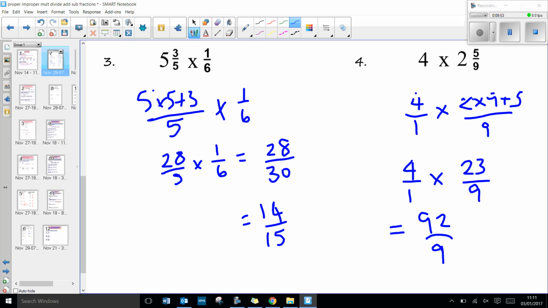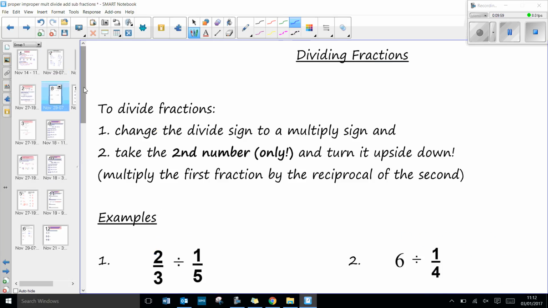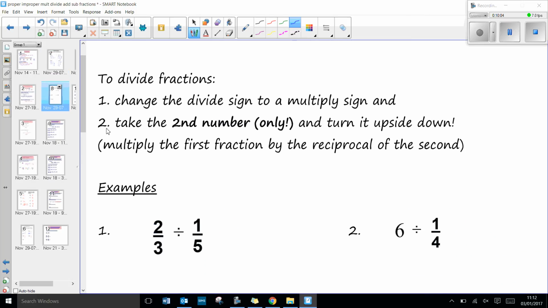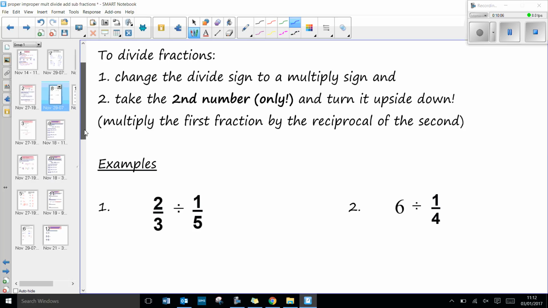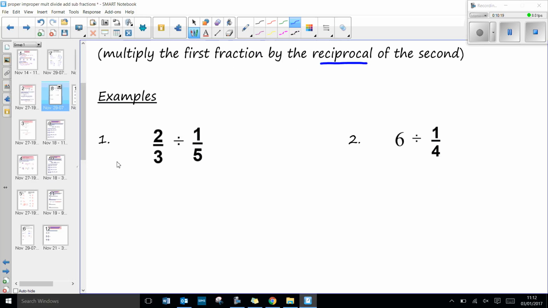And the last page we're going to look at the moment is dividing fractions. So here we're going to divide fractions. First of all, you change this divide sign to a multiply. You take the second number only and turn it upside down. That means you're finding the reciprocal of the second fraction. So 2/3 divided by 1/5 we would write as 2/3 multiply by 5/1, because 5/1 is the reciprocal of 1/5.